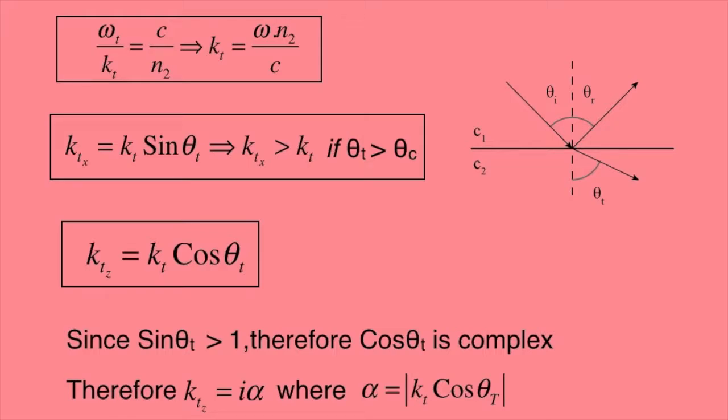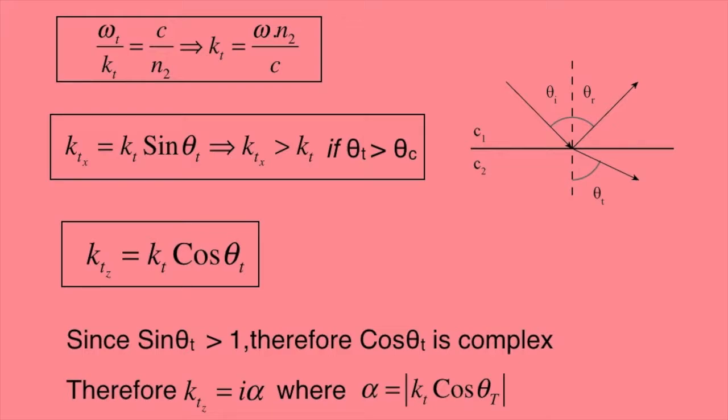Now, ktx, which is the x component of kt, is kt sine theta t, which is normal vector algebra. Also, this shows that ktx is greater than kt if theta i is greater than theta c, since we have already shown that sine theta t is greater than 1 when theta i is greater than theta c.